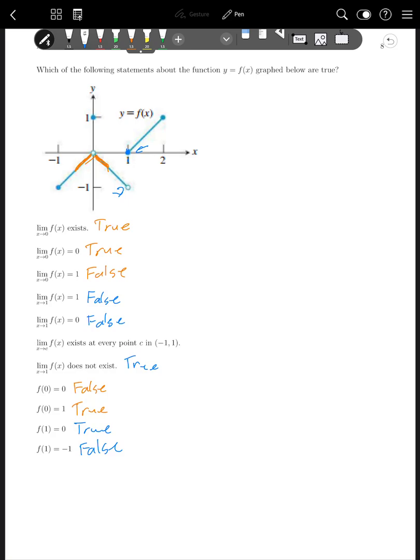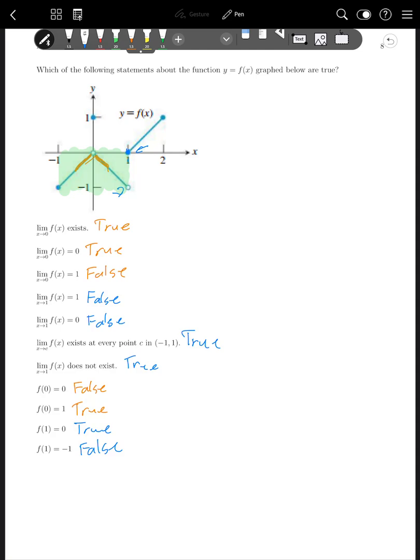And then the last question says the limit as x approaches c of f of x exists at every point c in negative 1 to 1. So what that's asking is, if I look at this part of the graph, negative 1 to 1, does the limit exist at every point? In other words, for every point on the graph, do I approach some value from both directions? The answer to that would be true, right? Because every point in this has a limit. Now, could I say that there is a limit for every point of this entire graph? The answer would be no, because at 1, we run into a problem.